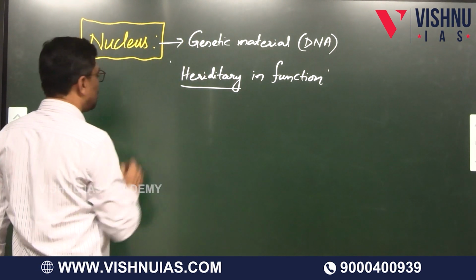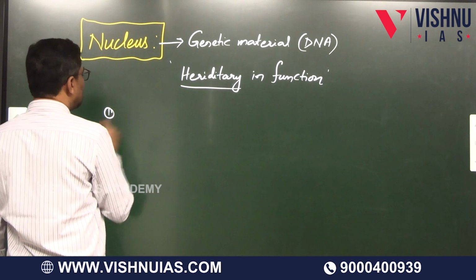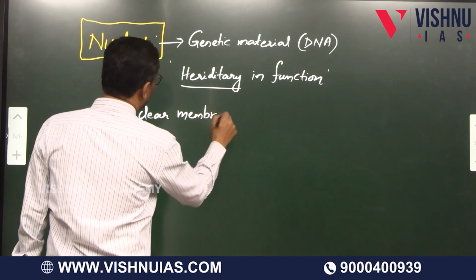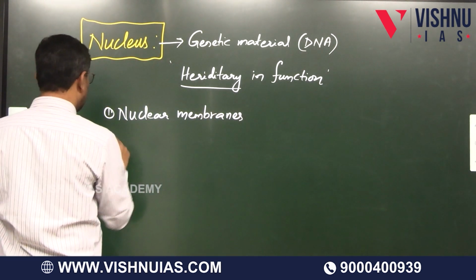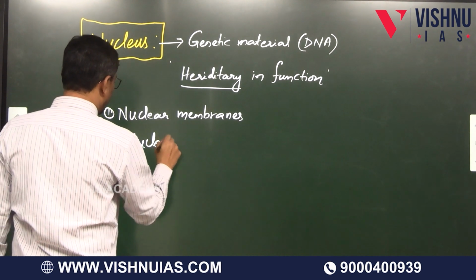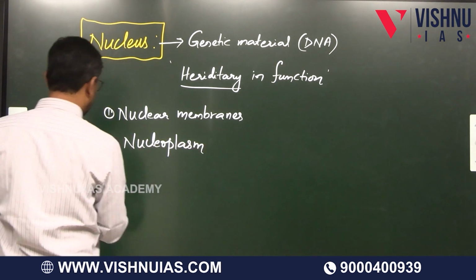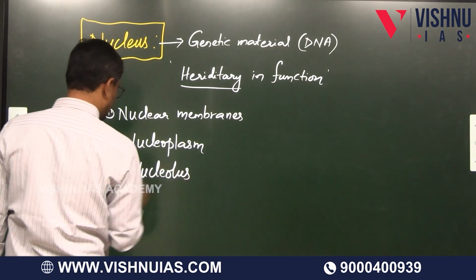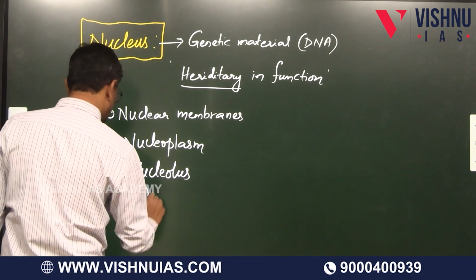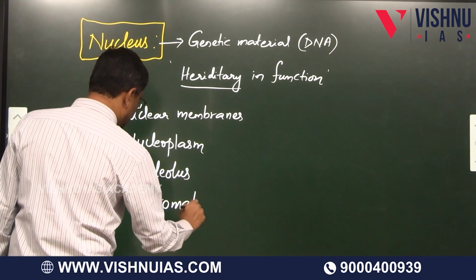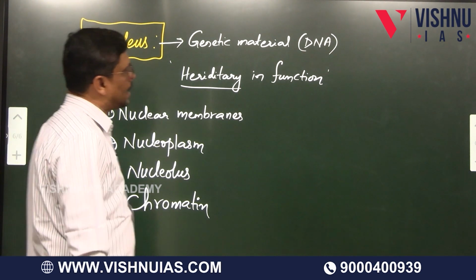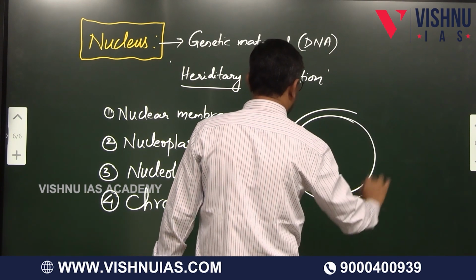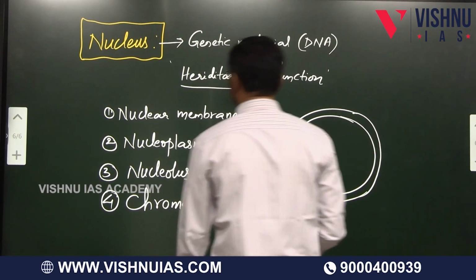Okay, if you observe the structure of this nucleus, it contains the nuclear membranes, nucleoplasm, nucleolus and chromatin. So, these are the nuclear membranes. The thin layers surrounding the nucleus are called nuclear membranes.